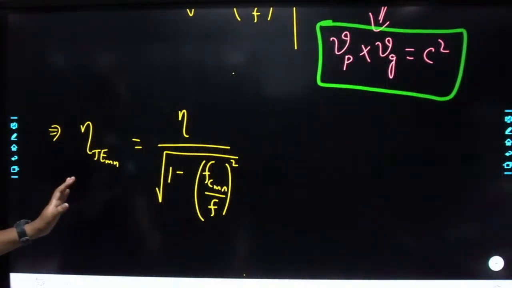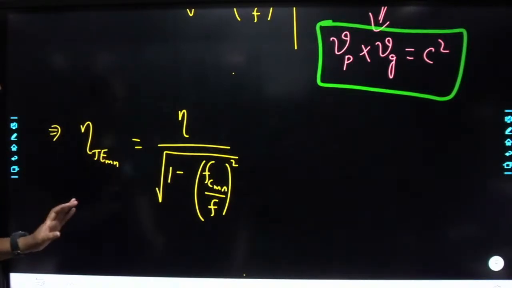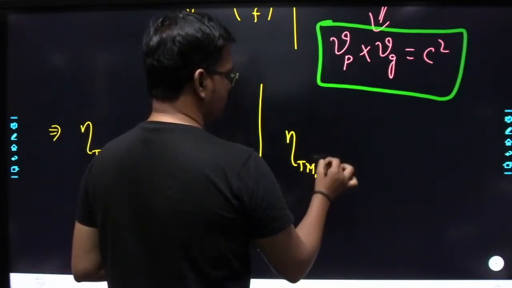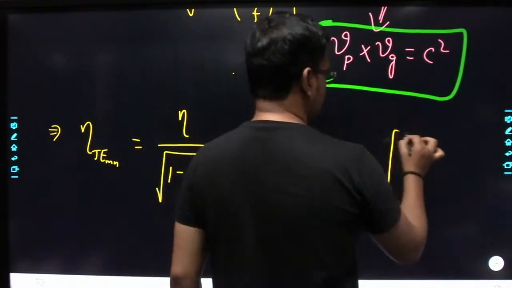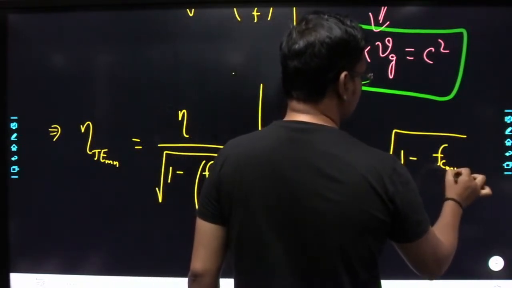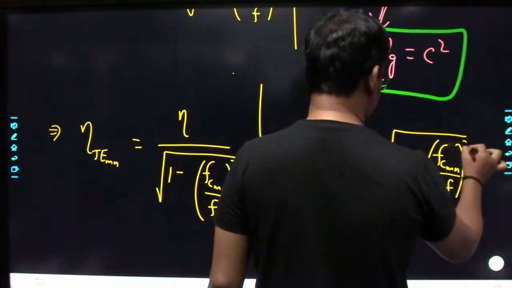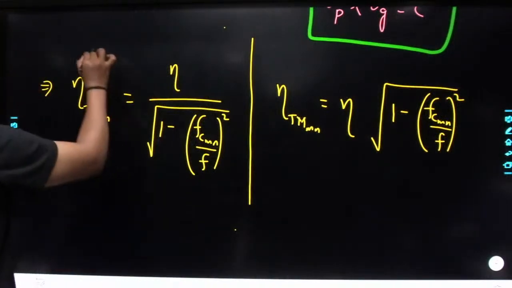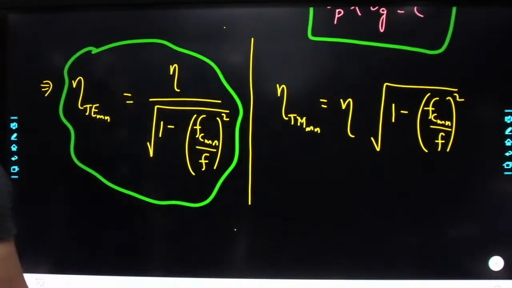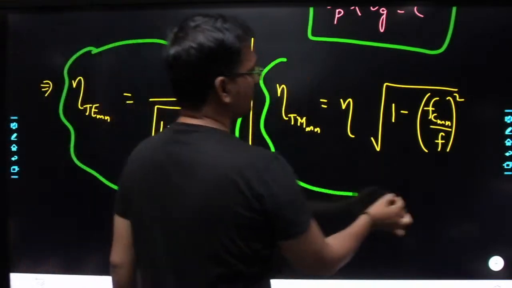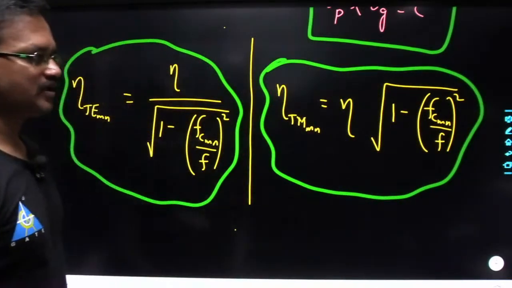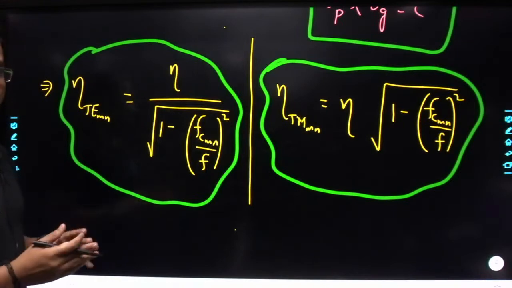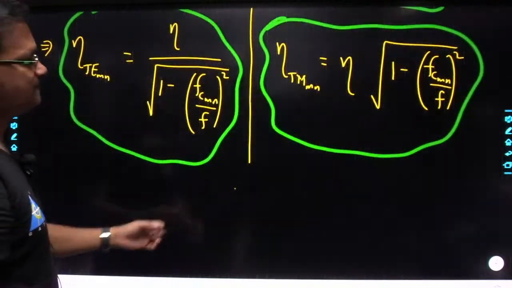So for intrinsic impedance, for TE mode you are going to have a different expression, and for TM mode you are going to have a different expression. For TM mode, the expression for intrinsic impedance is eta into square root of 1 minus (fc_mn by f) whole square, right? Okay. So these are the expressions for intrinsic impedance in case of TE mode and TM mode. Except for this intrinsic impedance, all the other formulas are going to be the same for TE mode as well as TM mode, right?